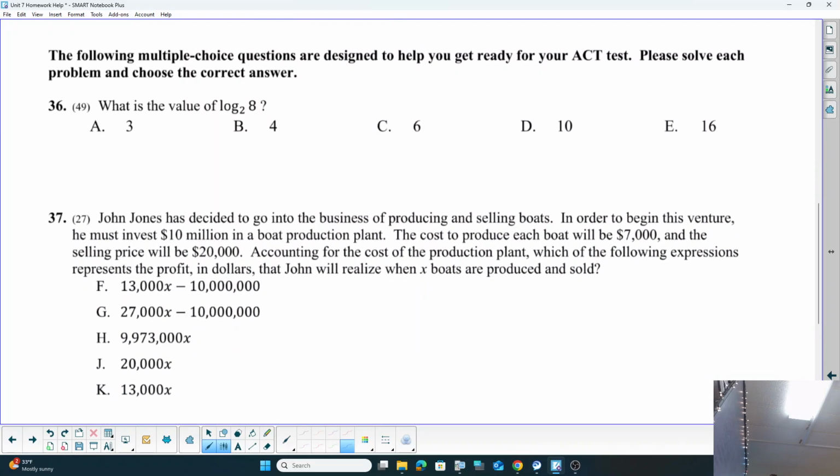Number 36. What is the value of log base 2 of 8? So remember to rewrite it and set it equal to x. So 2 to the x power equals 8. So 2 times 2 is 4, times 2 is 8.